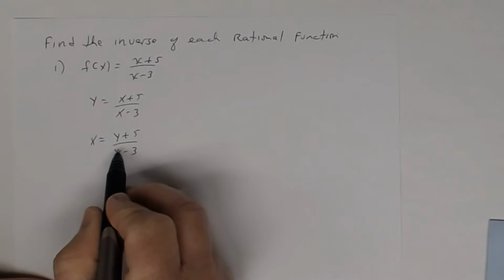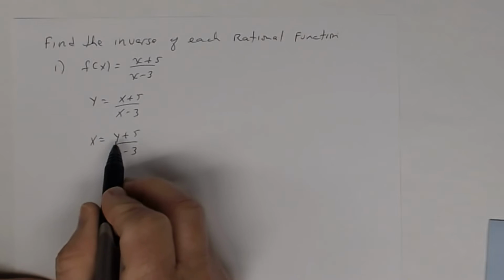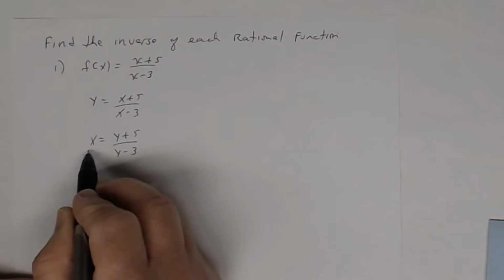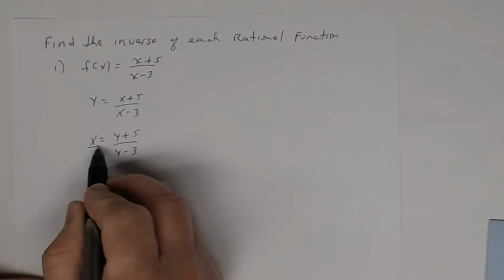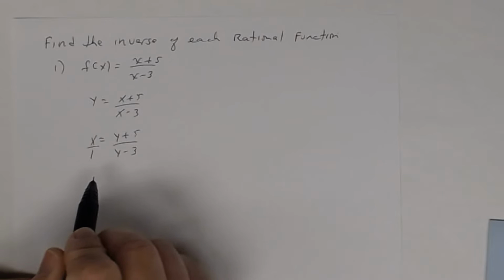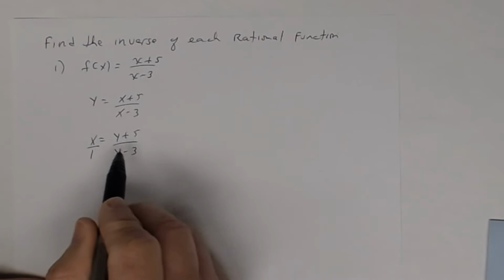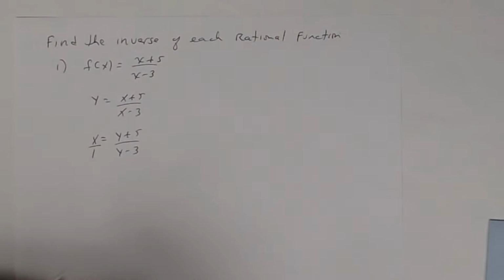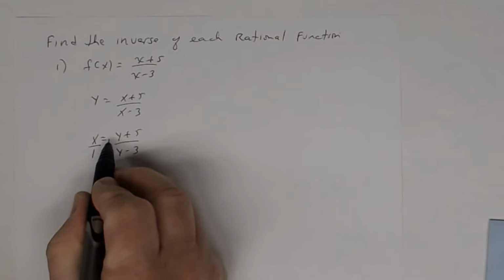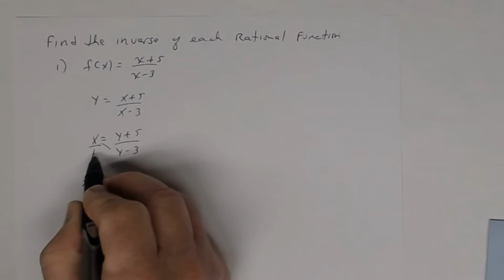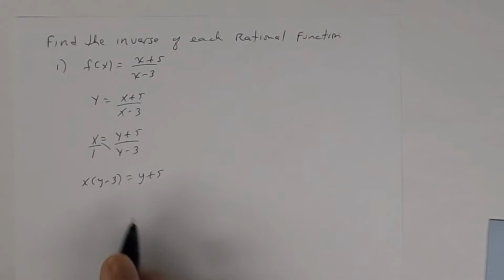Now what we're going to do is solve this rational equation for the variable y. Notice we have y in the numerator and y in the denominator. Now I'm going to rewrite x as x divided by 1, and since this is a proportion, we can cross multiply, or if you want to, you can multiply both sides by the least common denominator, which is y minus 3. And so we get the following. If I cross multiply, I get x times (y - 3) equals 1 times (y + 5). Okay, so I get this equation.